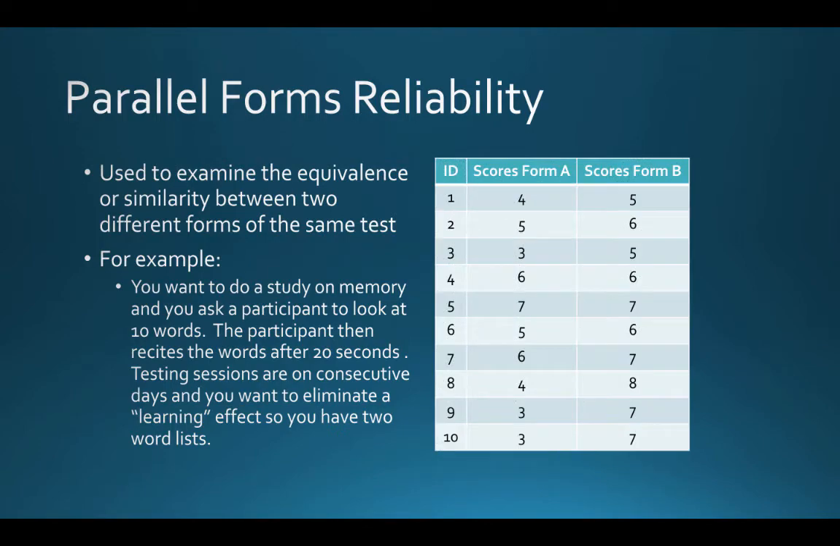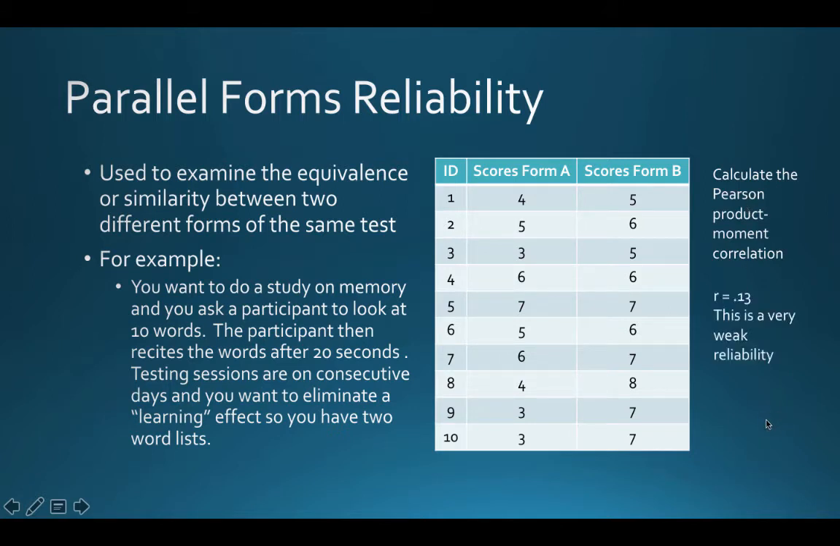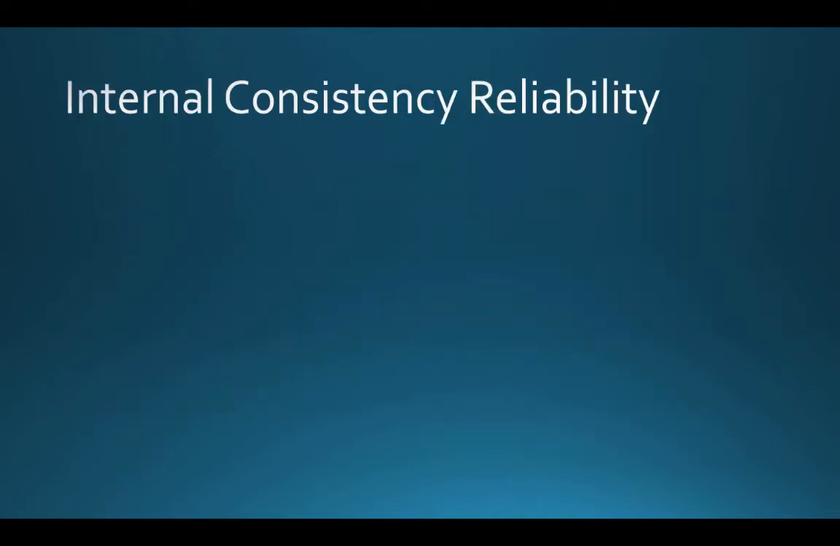Well, if you do that, again, you have 10 people who took Form A, and then next day they did Form B, calculate the Pearson correlation, and you get R is 0.13. So in this example, it's a very weak reliability. And if you don't remember how to do that calculation, you need to go backwards and look at that other lecture.